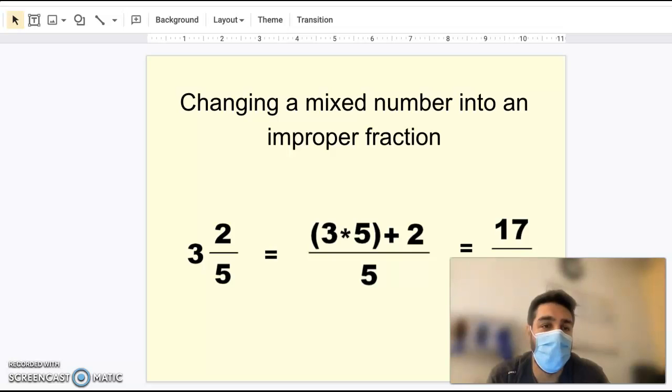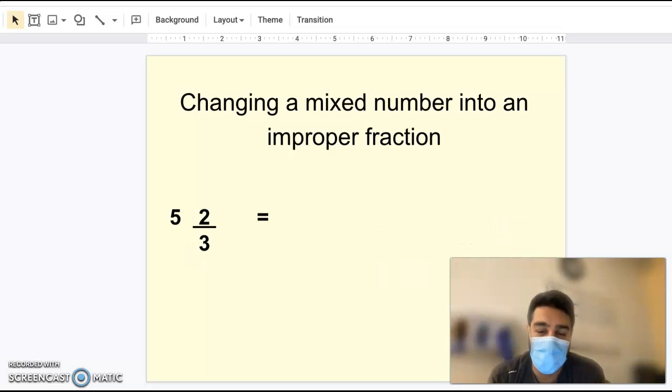Now let's do another one. I got 5 2/3. So again, first thing I got to do is take this denominator and multiply it by my whole number. And if you notice, you're going to get a similar answer. Why? Because we're not changing any numbers. That's what I want you to realize. The order isn't going to matter.